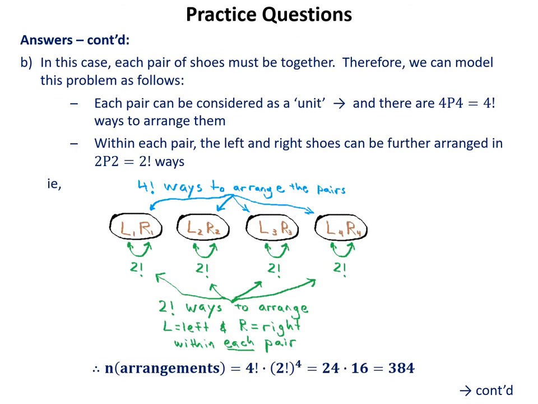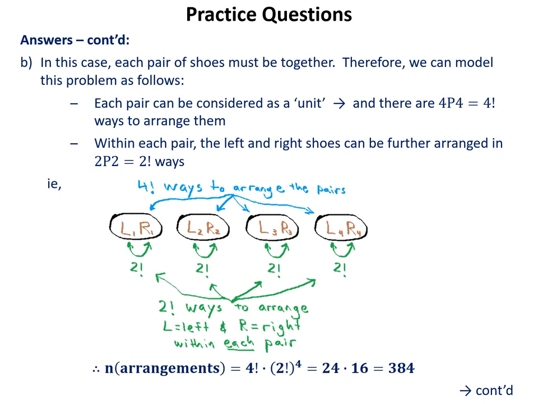For part B, in this case, each pair of shoes must be together. So the way to figure out the number of ways they can be arranged is as follows. First, we treat each pair as a unit. So we are essentially arranging the pairs of shoes, and there's 4 of them. So that's just 4P4, which equals 4 factorial ways to arrange the pairs of shoes as units kept together.